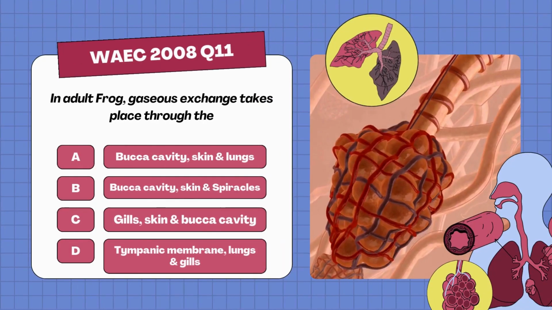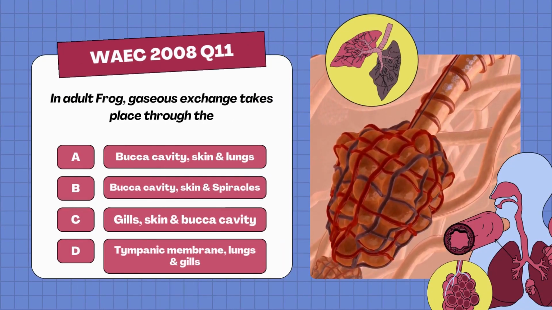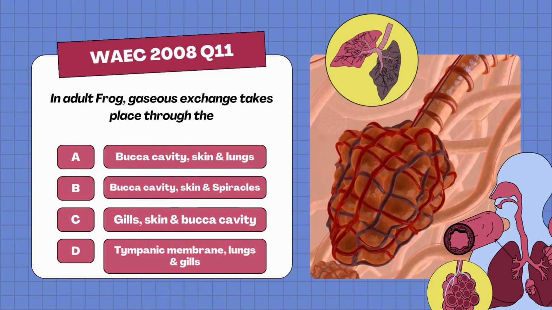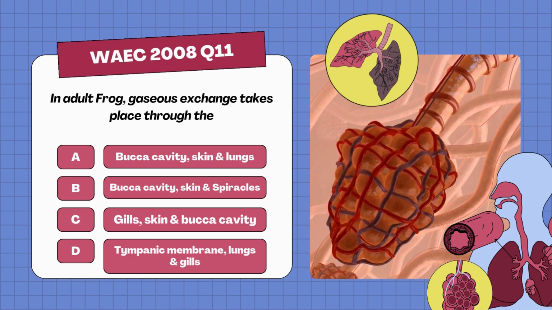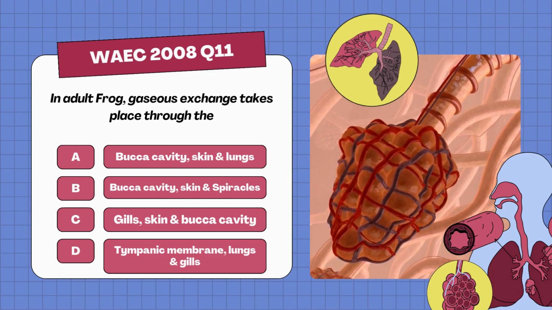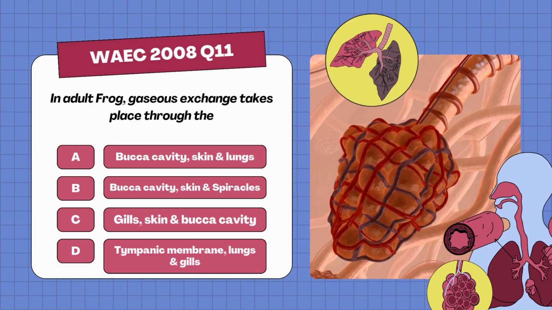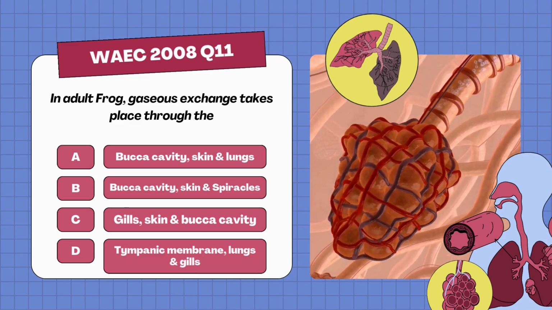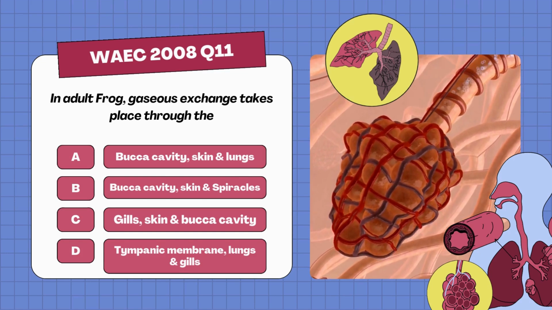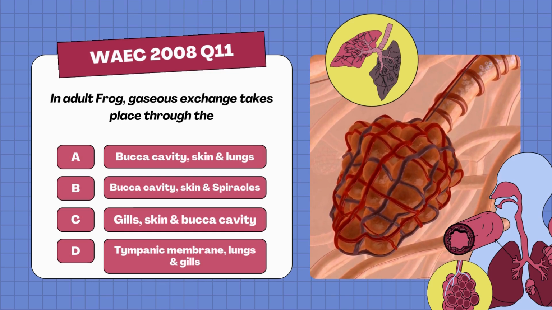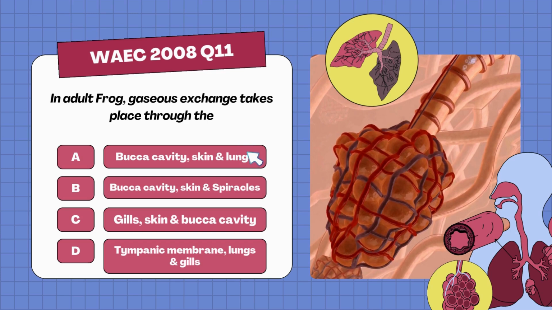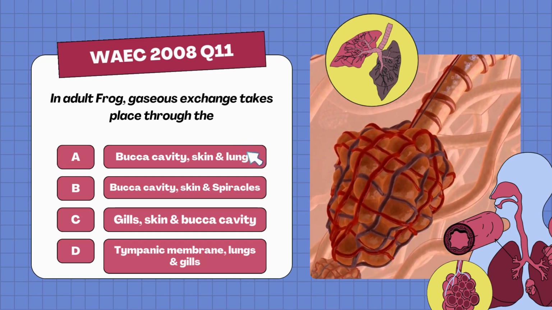Question 11 from 2008. In an adult frog, gaseous exchange takes place through the A. Buccal cavity, skin, and lungs, B. Buccal cavity, skin, and spiracles, C. Gills, skin, and buccal cavity, and D. Tympanic membrane, lungs, and gills. Look at the pairing of these organs and pick your answer. The correct answer is option A, buccal cavity, skin, and lungs.